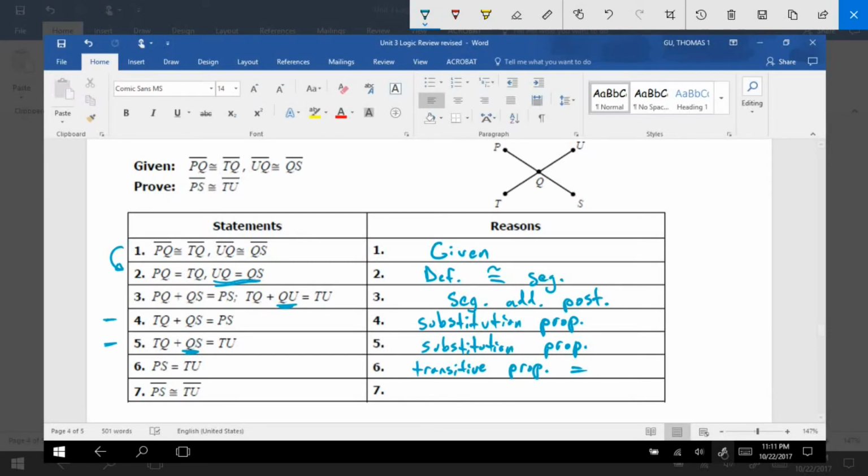And just to make it clear for you guys, look at this. If I look at number 4, I can say that PS equals TQ plus QS. Then if I look at number 5, the same thing, TQ plus QS equals TU. So if I cross out the middle part, PS equals TU, which is what step 6 says. That's the transitive property. And finally, how do we go from step 6 to step 7? Equal signs to congruent signs. That is the definition of congruence. And that is it for number 12.